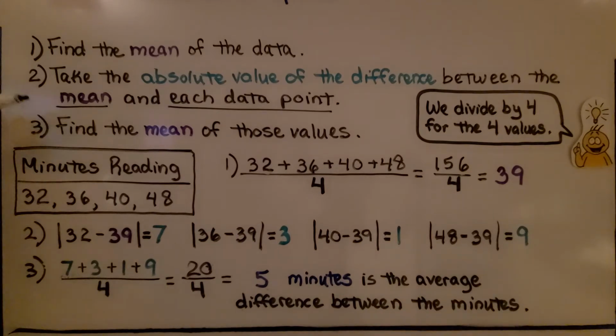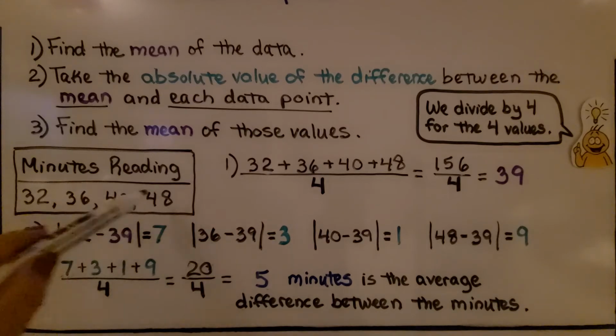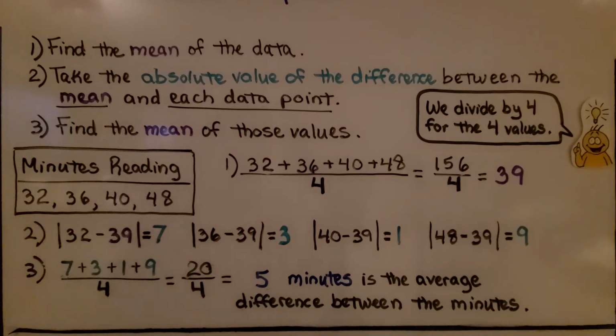Now we find the mean of those values, of the green values. We're just going to find their average. We total them up. 7 plus 3 plus 1 plus 9 is 20. There's 4 values here, so we're going to divide by 4 again. And 20 divided by 4 is equal to 5. That means 5 minutes is the average difference between these minutes. The MAD is 5, 5 minutes.